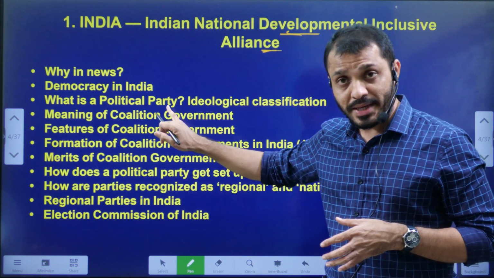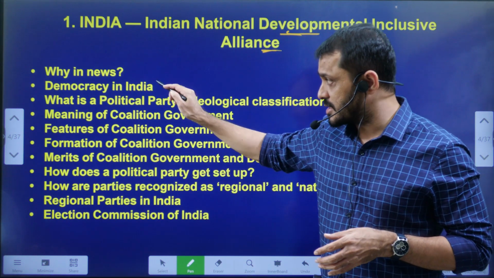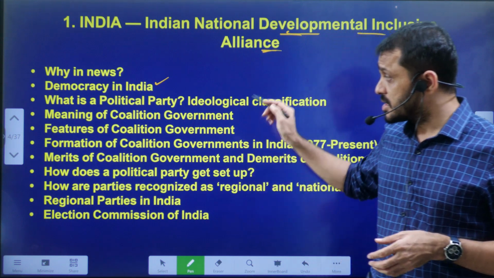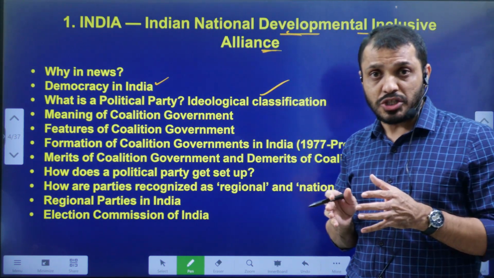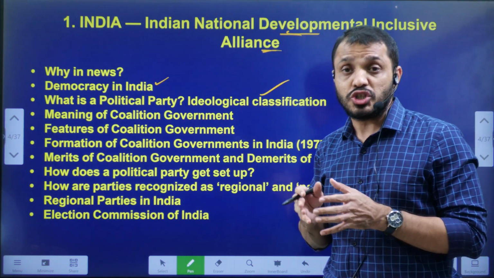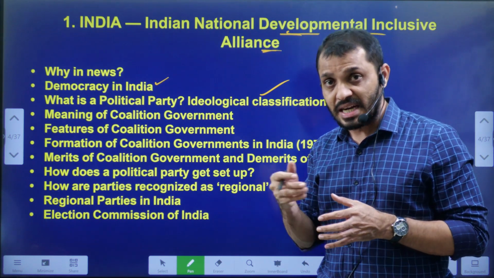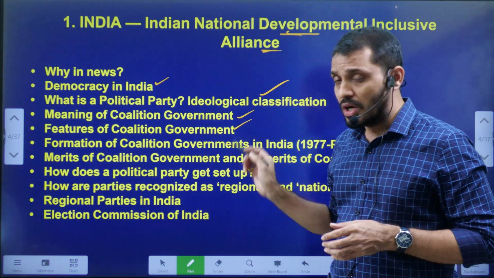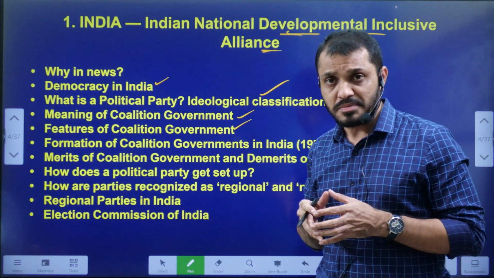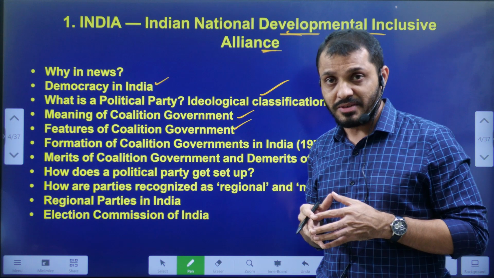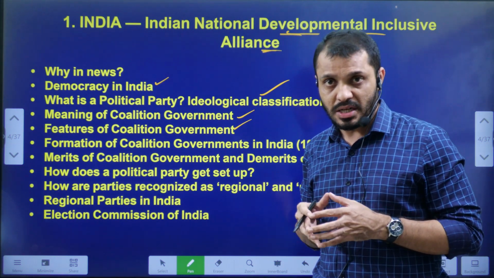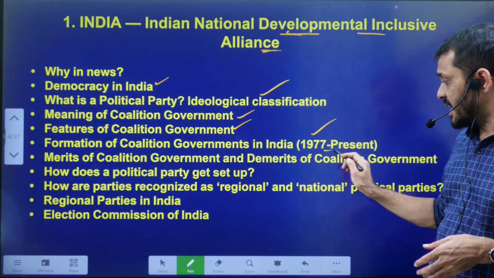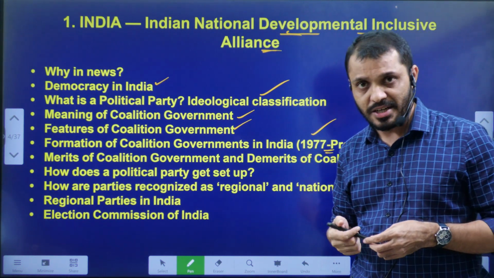In this video, you can expect the following sub areas: democracy in India, what is a political party, and ideological classification, that is, classification of political parties based on ideology, like left party, right party, centrist party. We will discuss the meaning of coalition government, the merits and demerits of coalition government, and the different coalition governments formed in India since 1977.